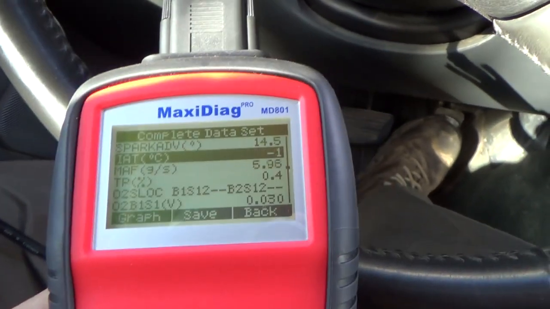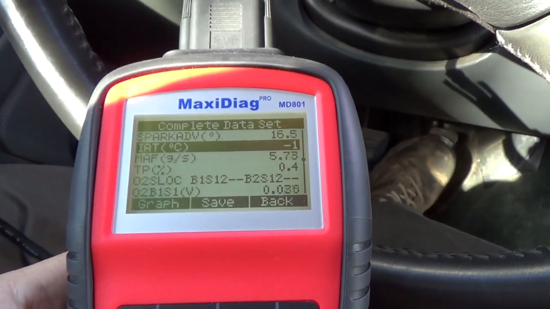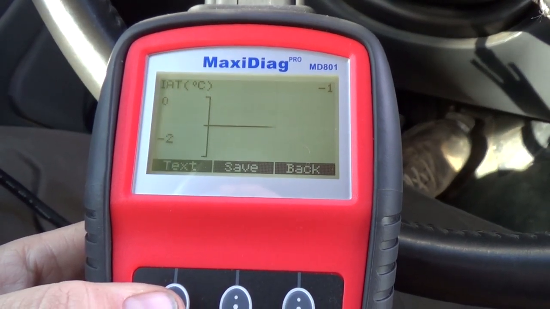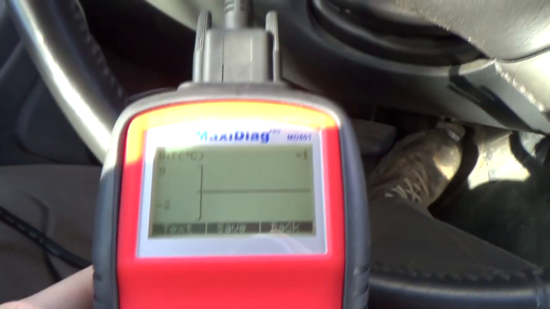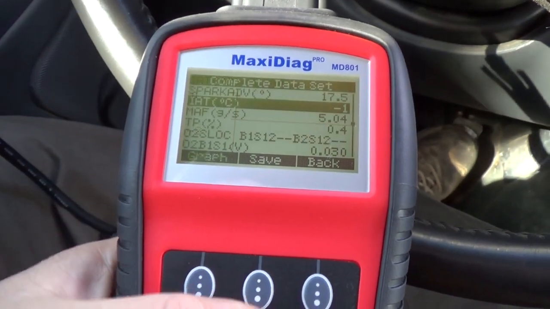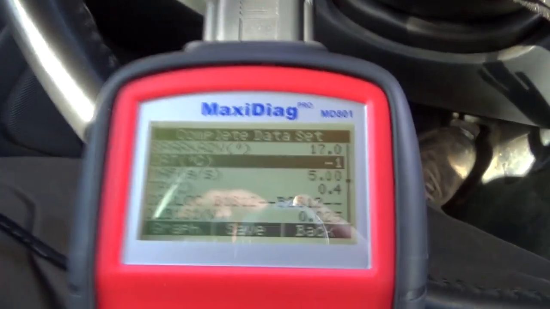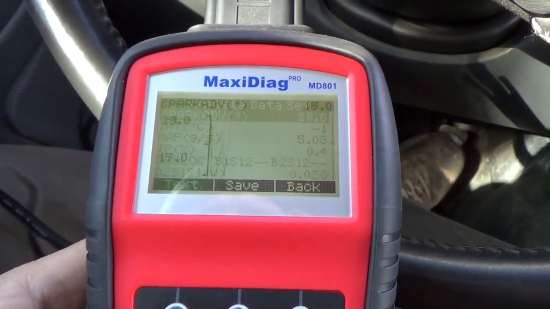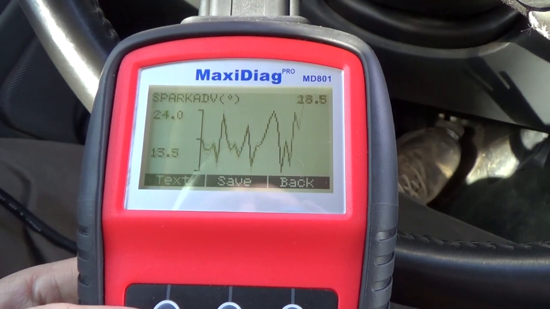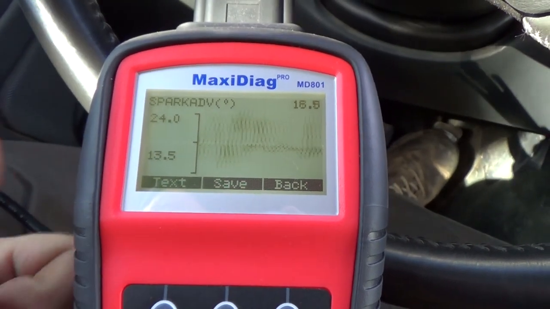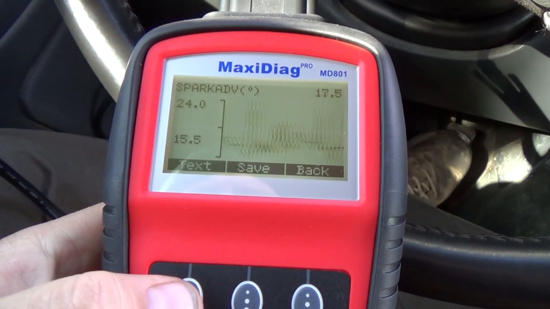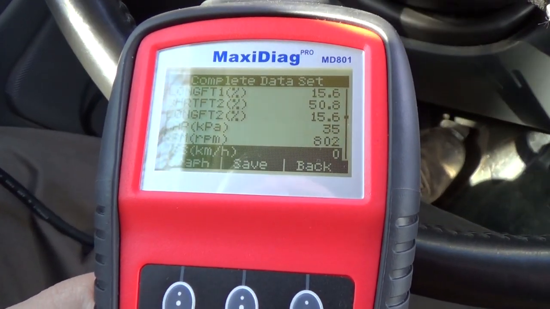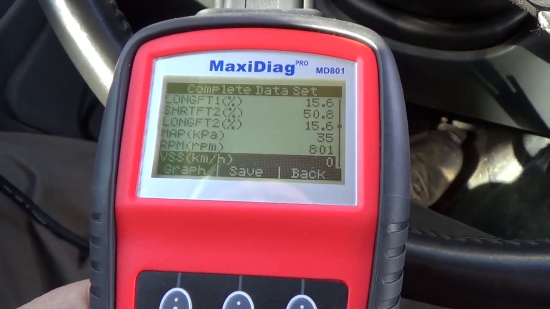IAT Celsius. I don't know what that is either. It's about -2 out here now, and that says -1, so that's probably some kind of temperature thing. IAT Celsius. I have no idea. Spark Advance. Let's see if there's a graph for that. Sort of is. So that means it's sparking before the piston's top dead center? I don't know. RPM's 801.